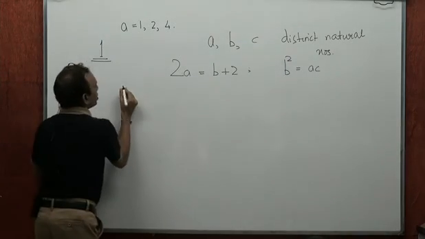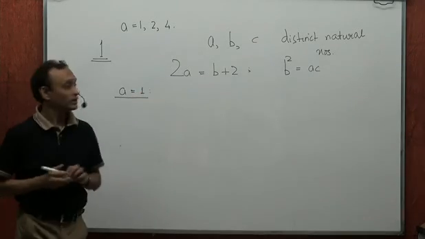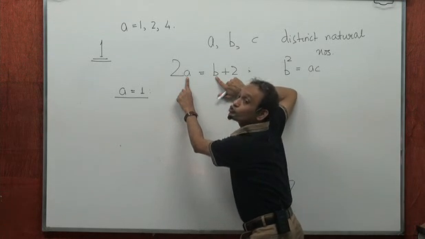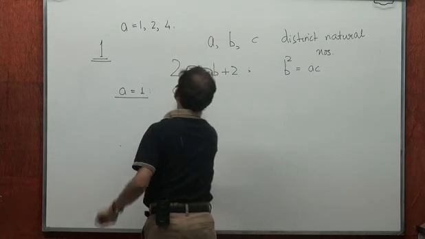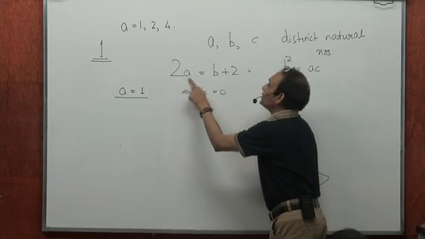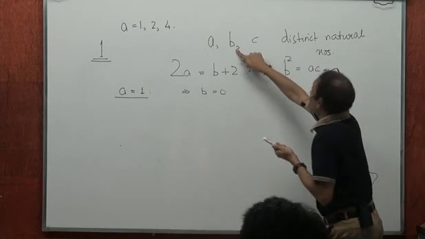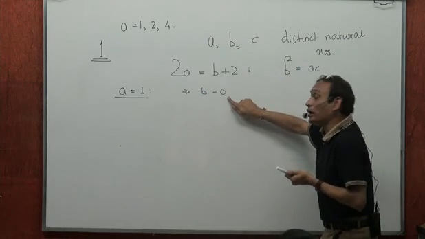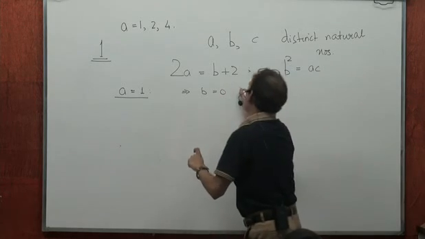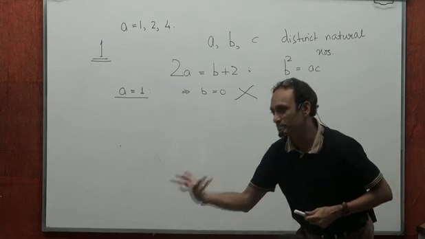Let me look at A equal to 1 and see if this could match the bill. When A is 1, you get B equal to 0 from this equation. If you put A equal to 1, then 2 equals B plus 2, so B then becomes 0. But B is a natural number, and what I get out of A equal to 1 is B equal to 0, which is not a natural number. So A equal to 1 is ruled out.